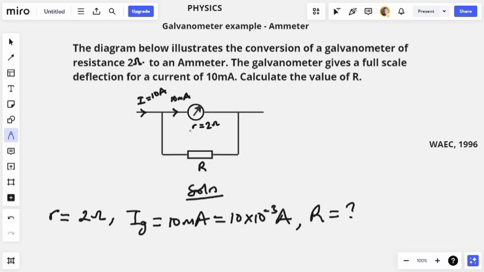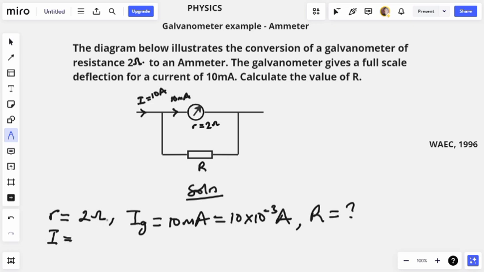And R here on the diagram represents the shunt. Shunt means a resistor connected in parallel to another device. So we call that a shunt. So we have to calculate this. And then from the diagram, there's one more parameter that we can pick, the ammeter reading. That's I.